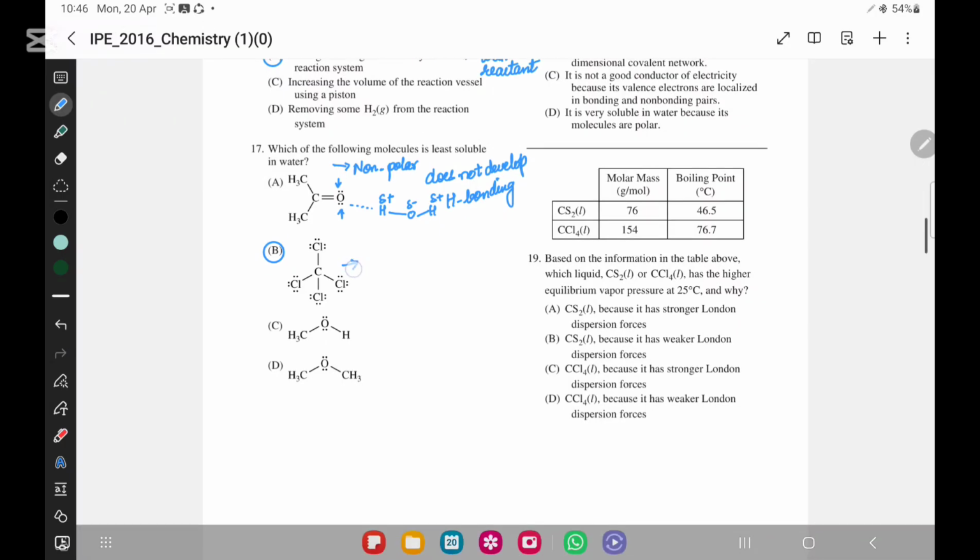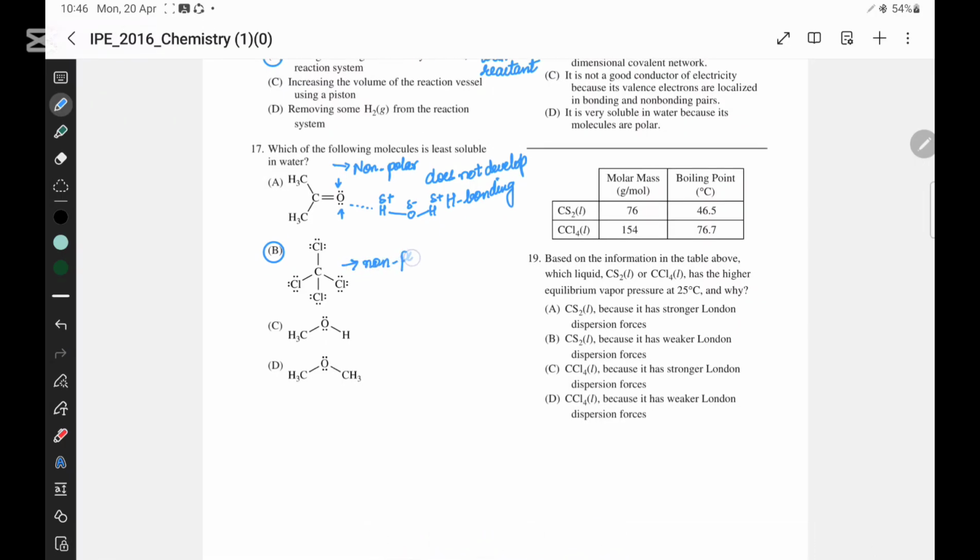So option B is going to be the right one. Why? Because that is non-polar. What is the condition? Why is it non-polar? Because the central atom, if you see, does not have lone pairs, and the surrounding atoms are the same. So that is going to be B.